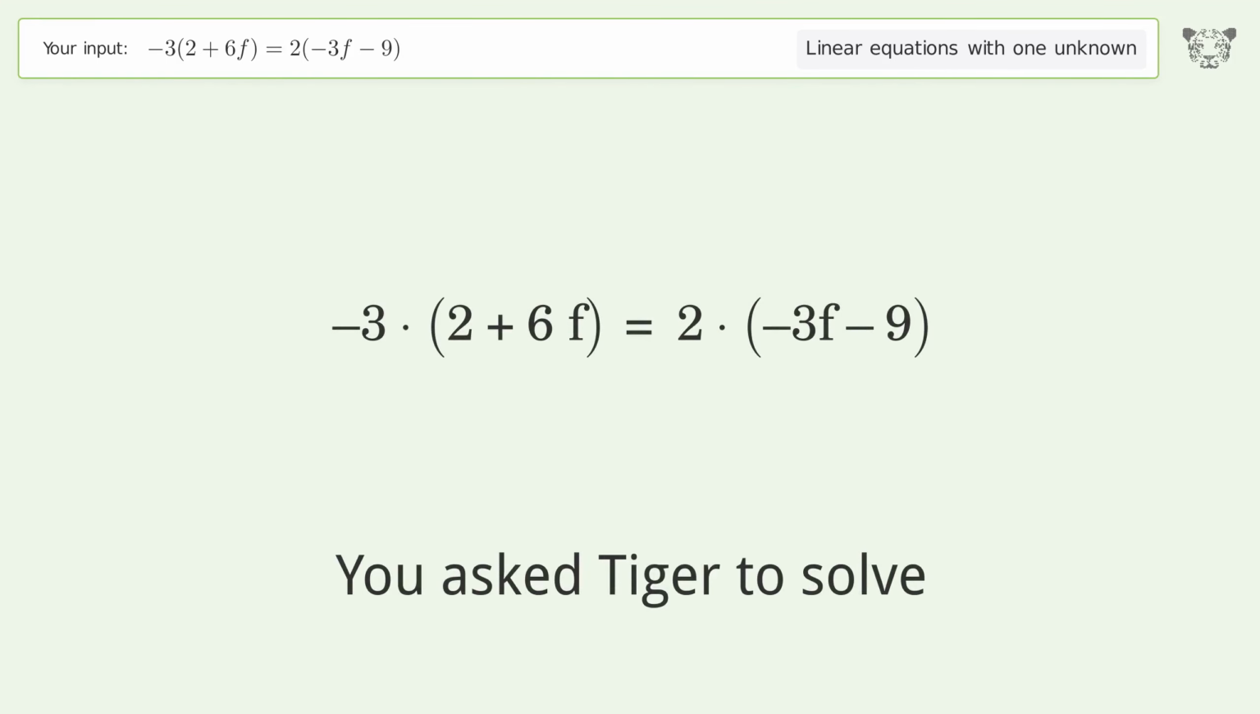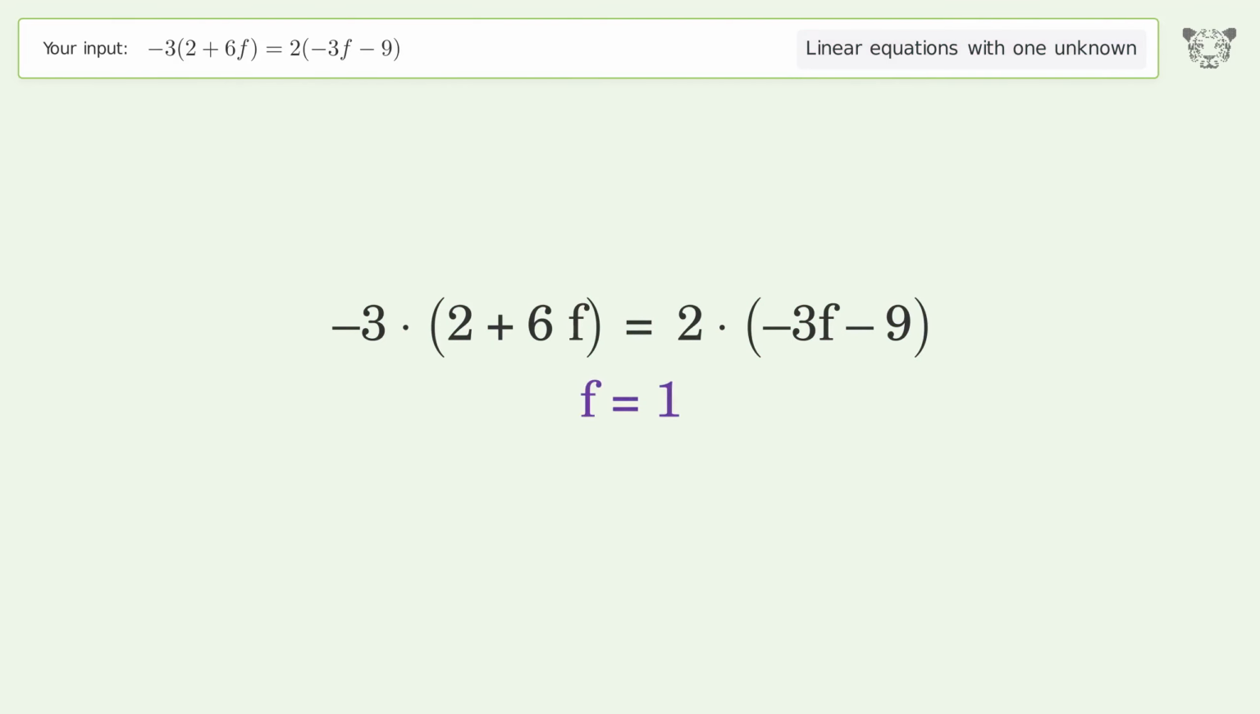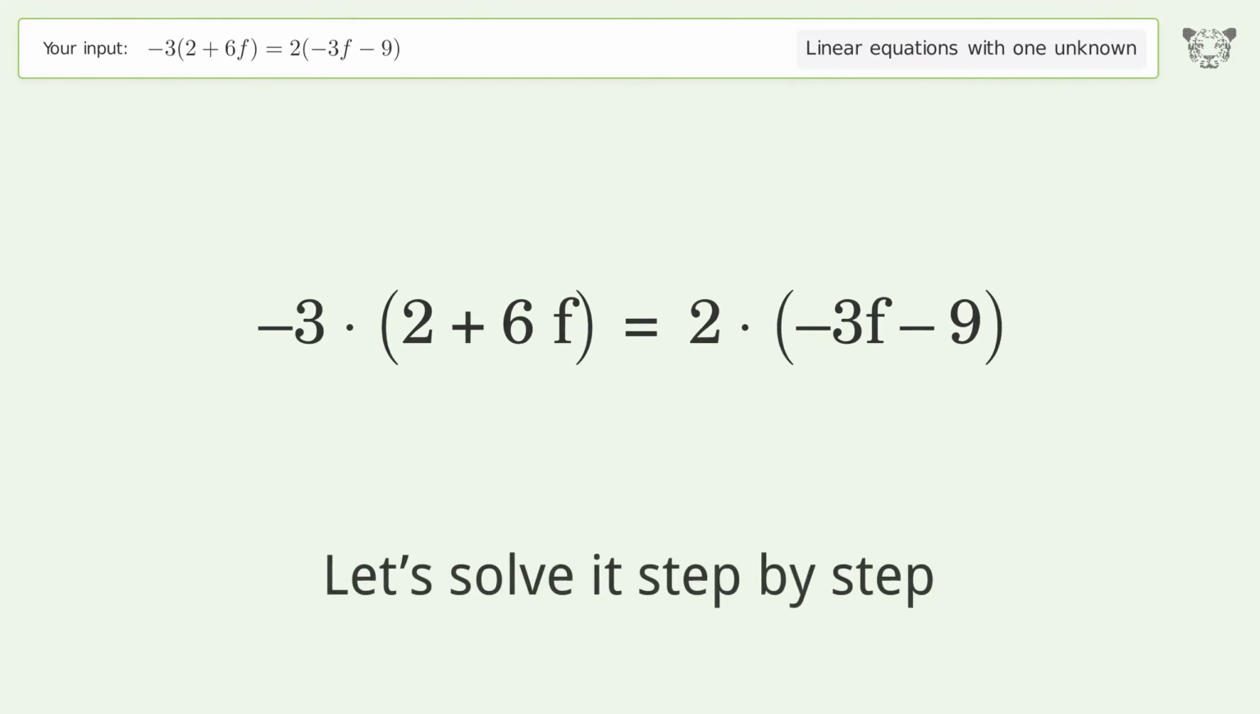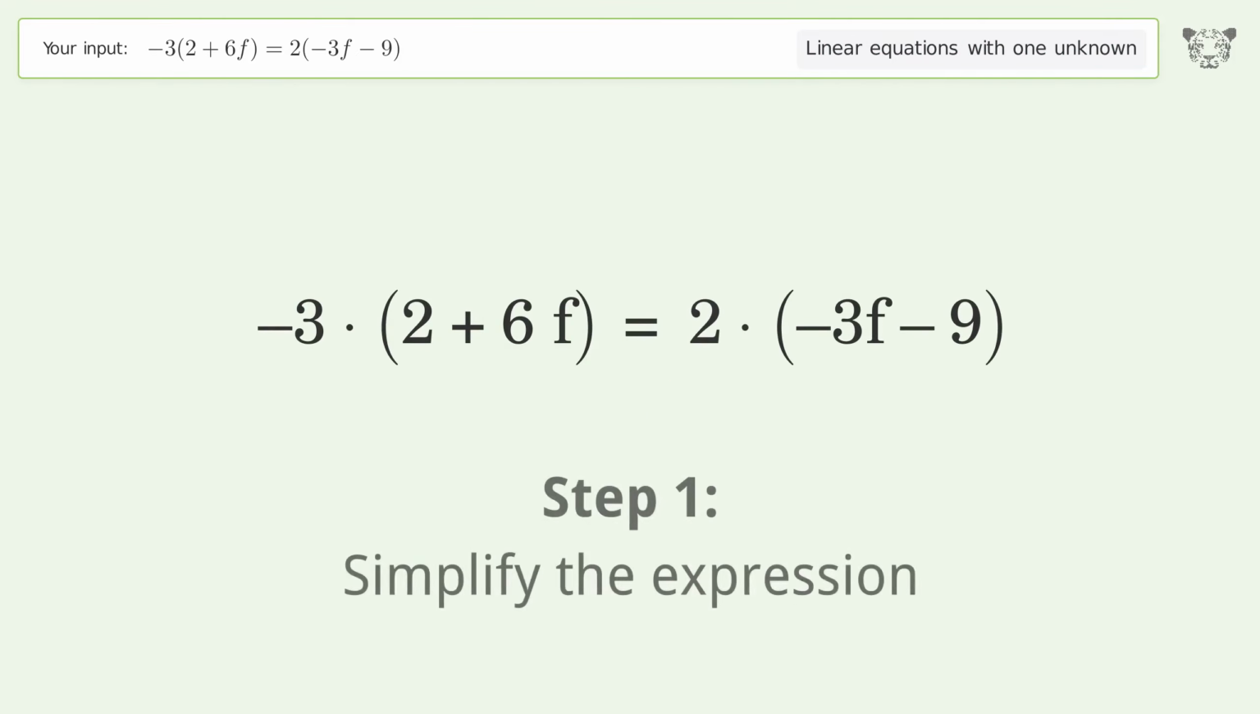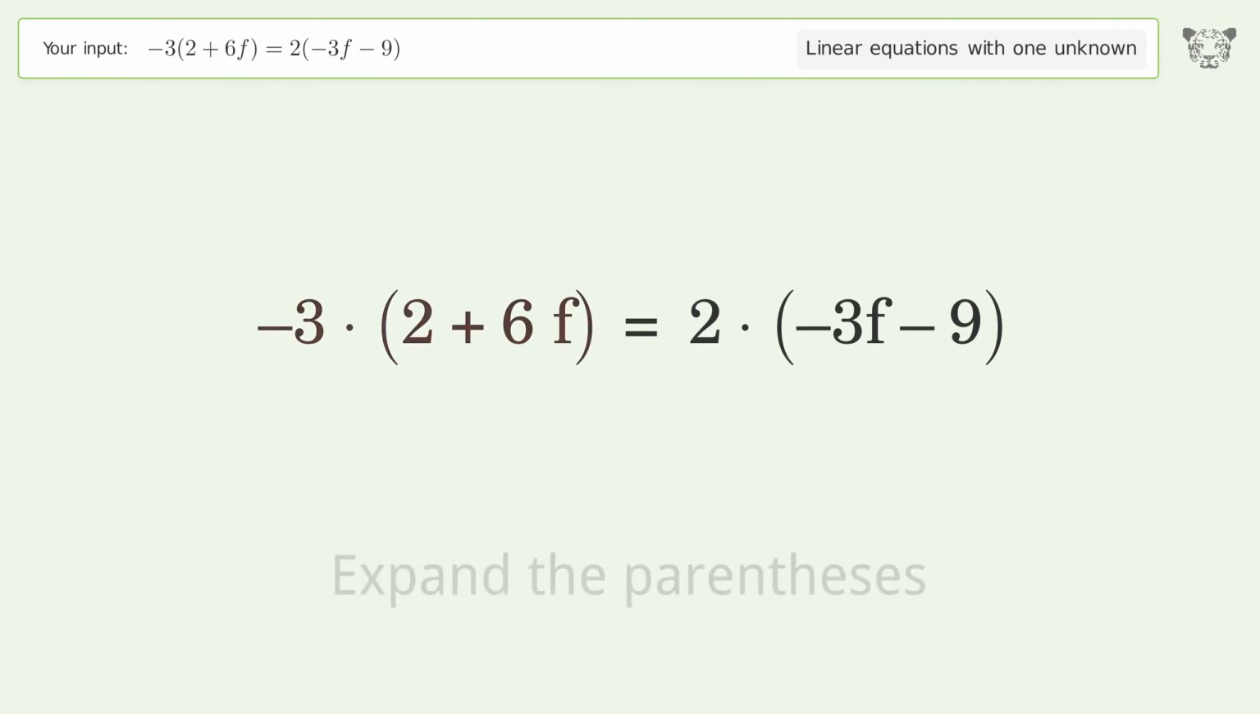You ask Tiger to solve this. This deals with linear equations with one unknown. The final result is f equals 1. Let's solve it step by step. Simplify the expression. Expand the parentheses.